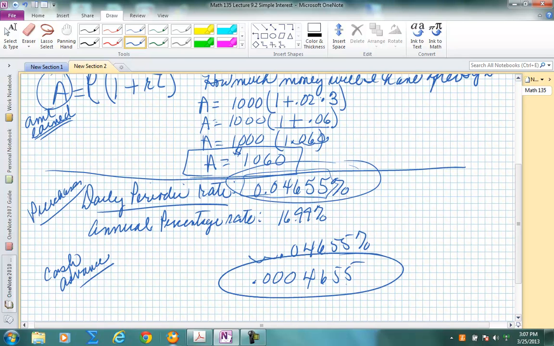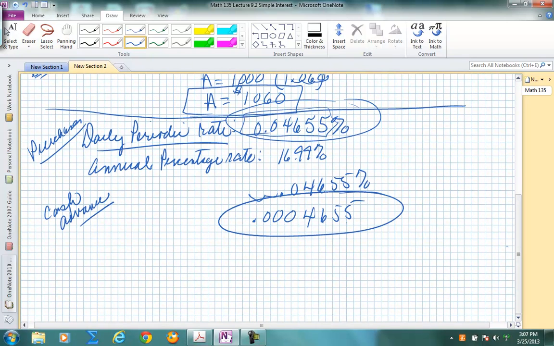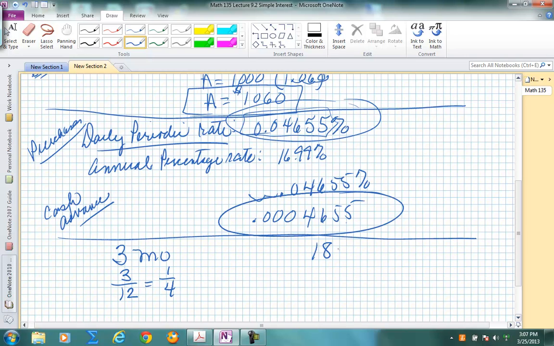And remember that you're always dealing with years. So if you are given 3 months, that's 3/12 of a year, which is 1/4. If you're given 18 months, then that's 18/12 of a year.